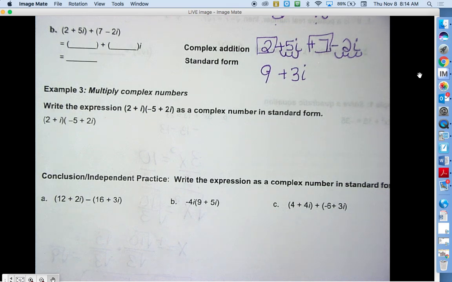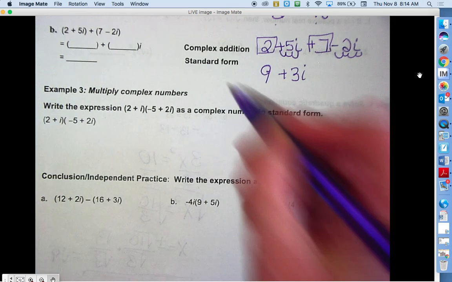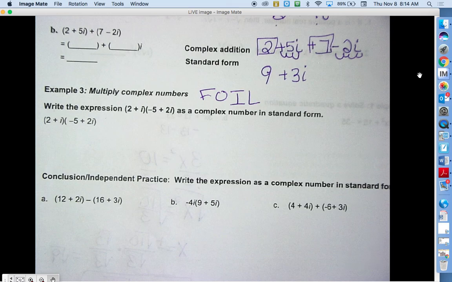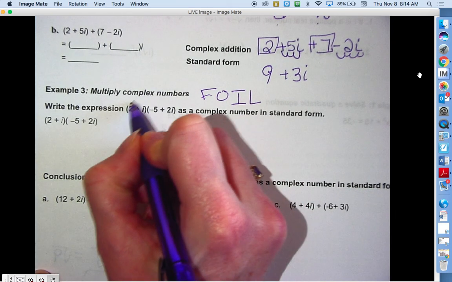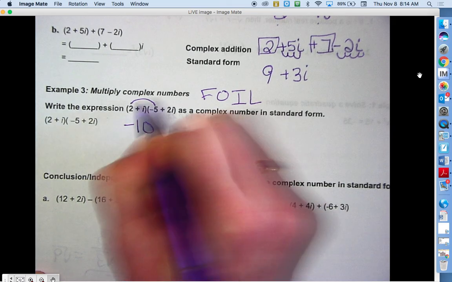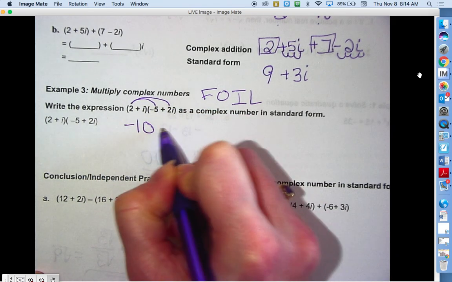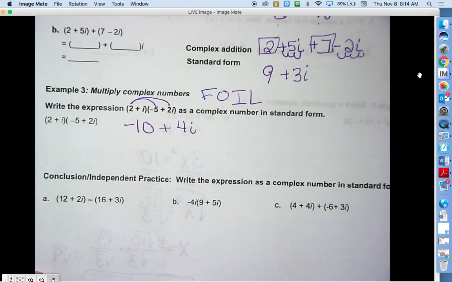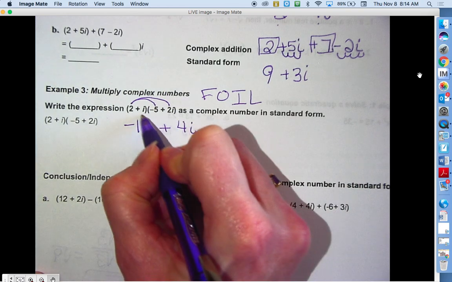All right, looking at example 3 here. It wants us to multiply these together. So we have 2 plus i, negative 5 plus 2i. How do you think you'd multiply that? Should look really similar to something that we multiplied at the beginning. Holly? Yeah, we FOIL this. It's okay that it's an i and it's not an x. We're going to use the FOIL process.